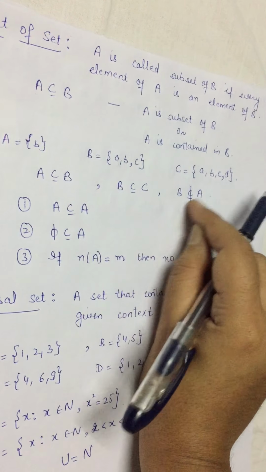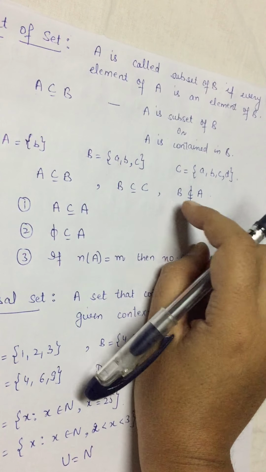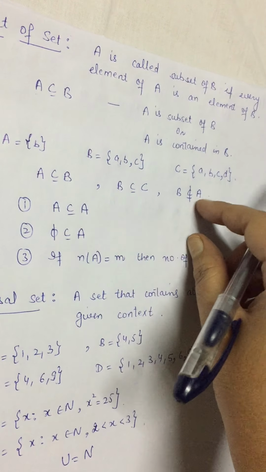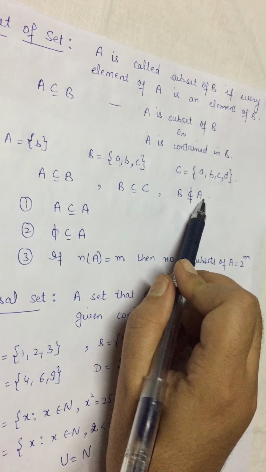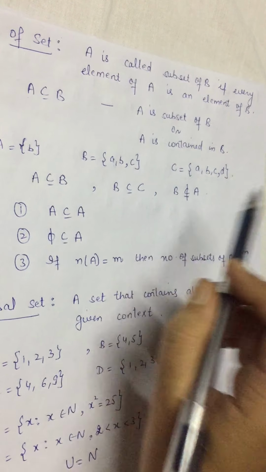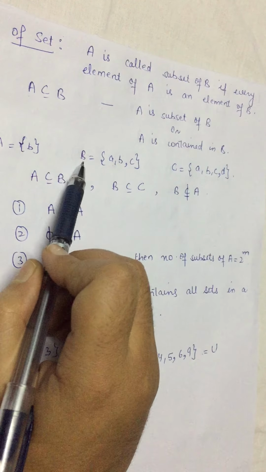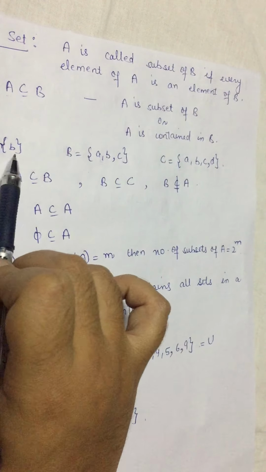Next, B is not a subset of A. If B is not a subset of A, then I use this symbol. How can I say B is not a subset of A? Every element of B is not present in A. Here in B I have a, which is not present in this set, this capital A.